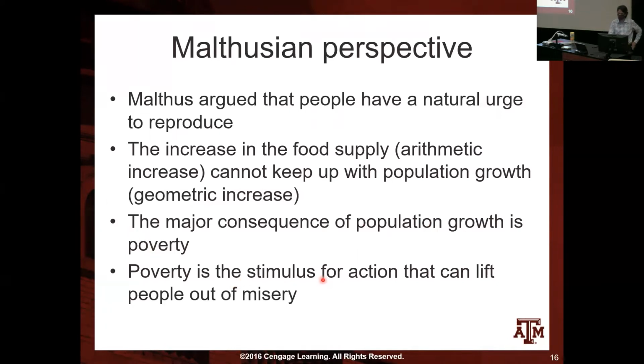Poverty is a stimulus for action that can lift people out of misery. And he sees that with poverty, we reach a stage in society where we cannot provide food to everybody. We have this situation in which people don't have the basics to live. So we should implement some actions. The government should implement actions to take people out of misery, exactly because population growth was so much faster than our capacity to produce food that we reached that situation.